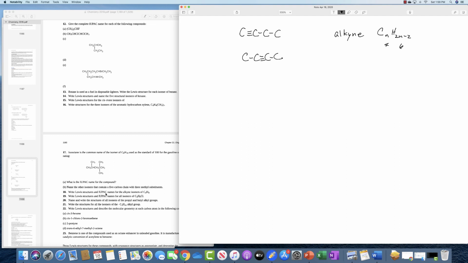Then it asks for the IUPAC names for these. So both of these would be butyne. And the first one, when the answer is 1, you don't have to say 1. So that's the IUPAC name for the first one. And for the second one, it would be 2-butyne. And you always use the lower number. You're thinking, well, why not 3? You always use the lower number.